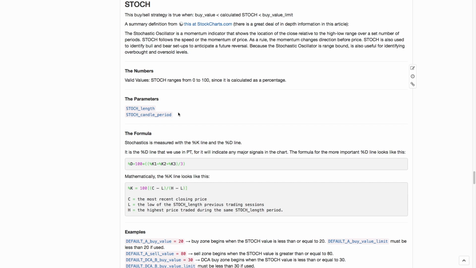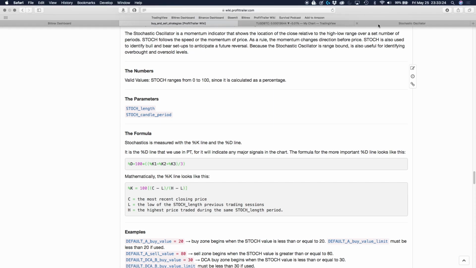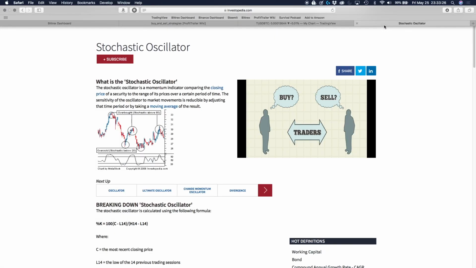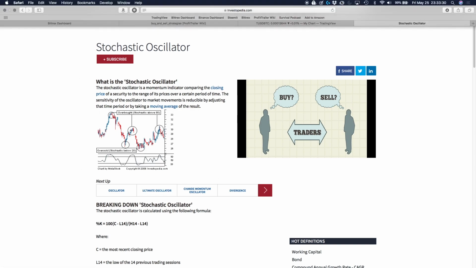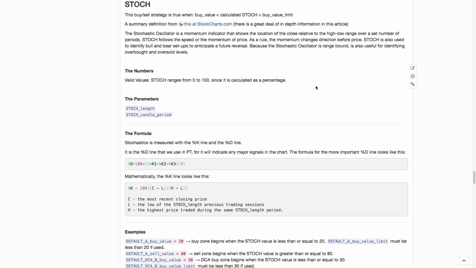There's a summary definition for this at stockcharts.com, as well as one of my favorite websites for this, investopedia.com, which I show you right here. There are a couple of good articles to take a look at to get a better understanding. But in a nutshell, the Stochastic Oscillator is a momentum indicator. It shows the close relative to the high and low range over a set number of periods.